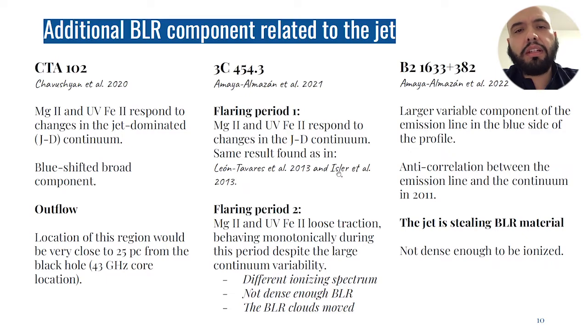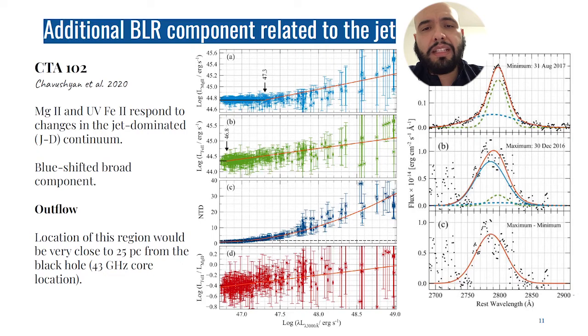So now let's talk about the additional broad line region component related to the jet. From studies of Arshakian and collaborators and León-Tavares and collaborators, an outflowing broad line region component was proposed to explain the link between the optical continuum, the emission line, and the kinematics of the parsec scale jet. So let's see if these sources presented the evidence of this additional broad line region. CTA 102 presents in its optical spectra the magnesium II emission line and the UV iron II band, which allowed us to study the broad line region. The emission from these two lines responded to the changes of the continuum when the jet was the dominant source of continuum.